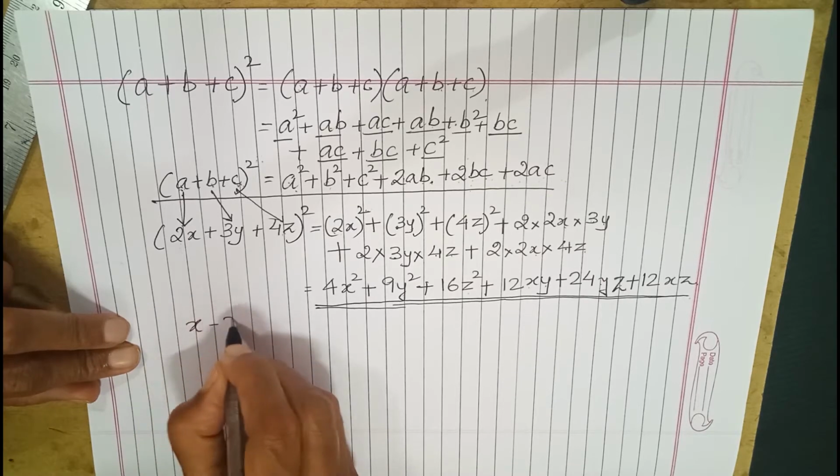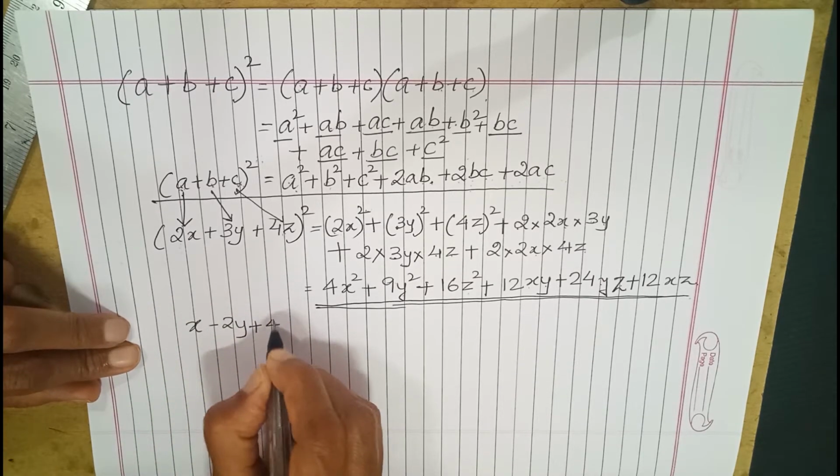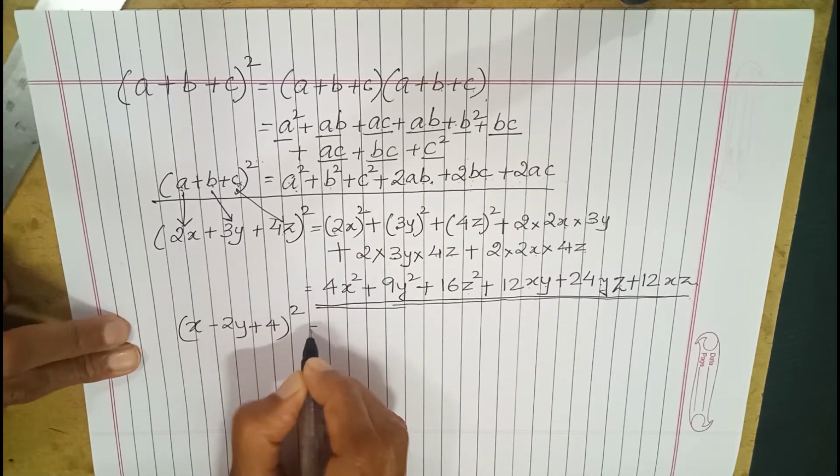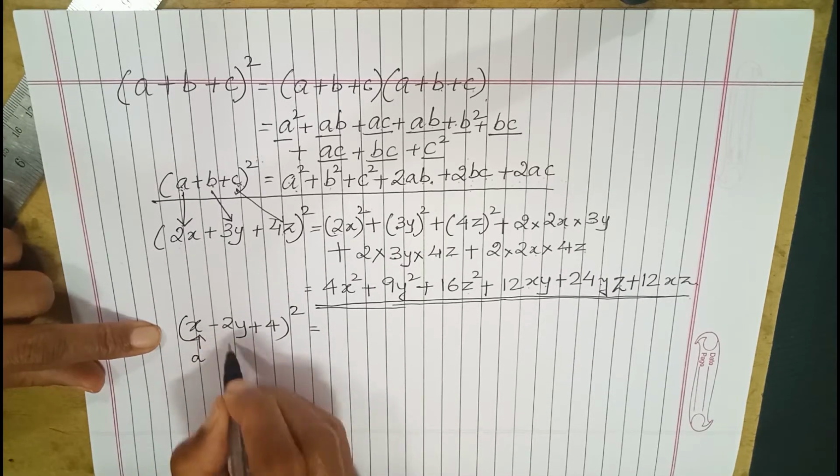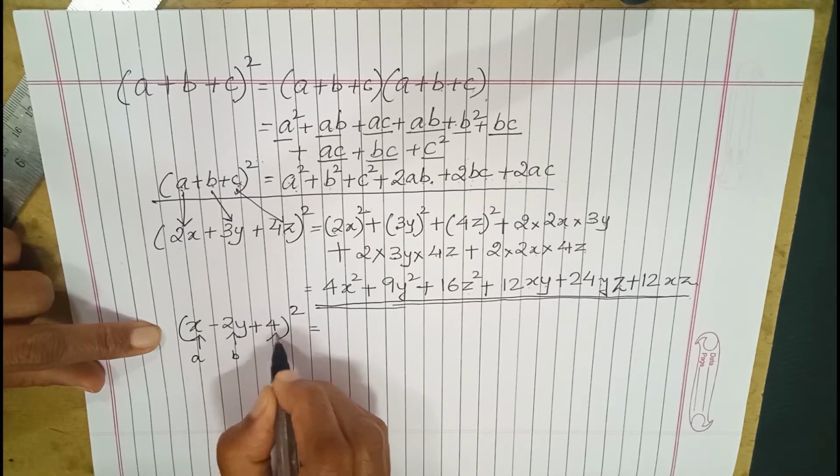Let's take one more. (x minus 2y plus 4) the whole square. Now again you can see here, wherever there is a, I will be putting this, and b and c.